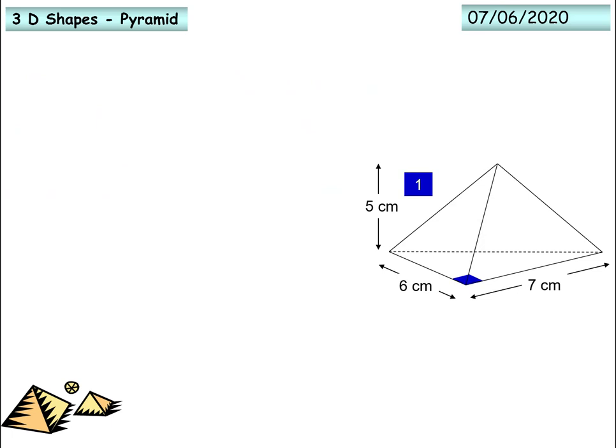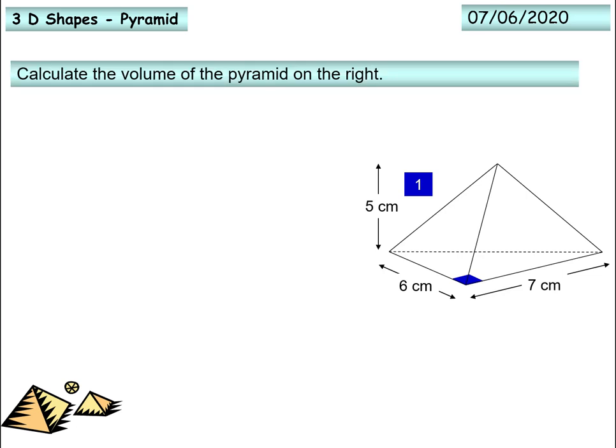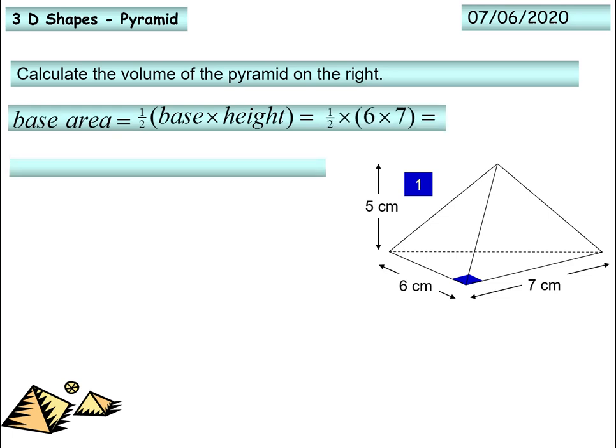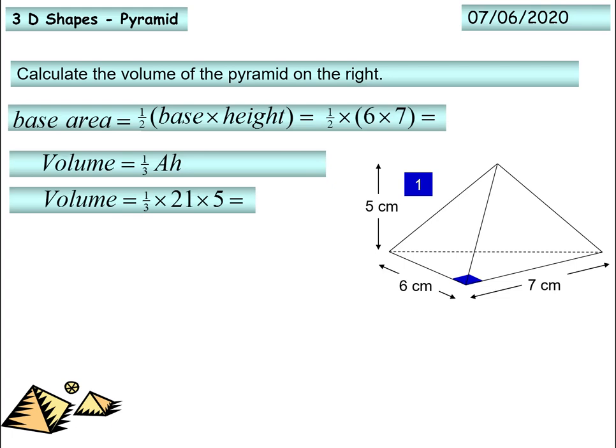Note something slightly different about the base of this pyramid. It's a triangle, so it's a triangular base. The formula for the area of a triangle is base times height over 2. So 6 times 7 divided by 2, and off you go. Click pause. Once you've got the answer, click play again. So that's 42 divided by 2, which is 21 there. So it's a third times 21 times 5, which gives us 35 centimeters cubed.